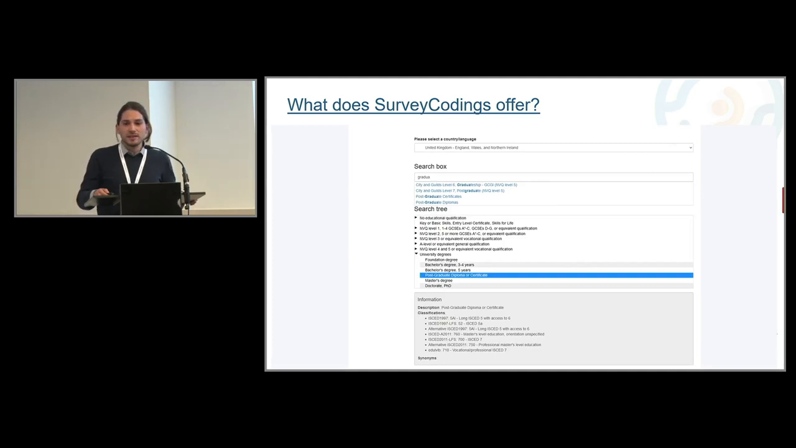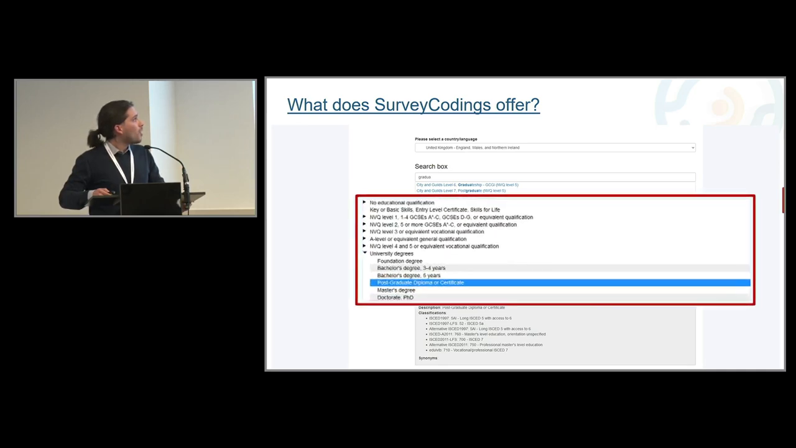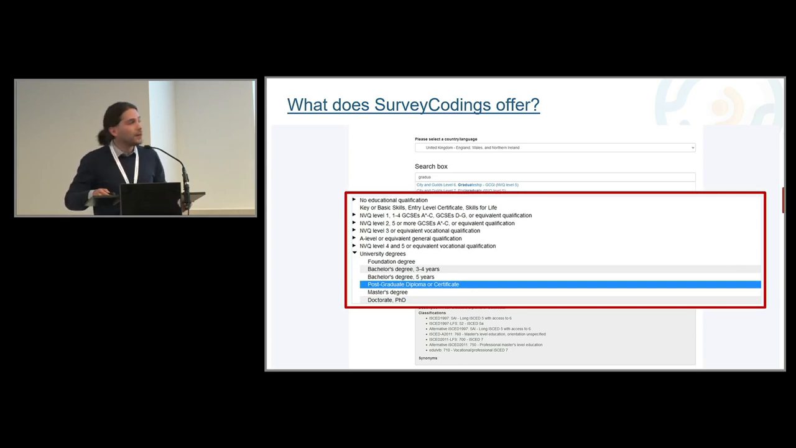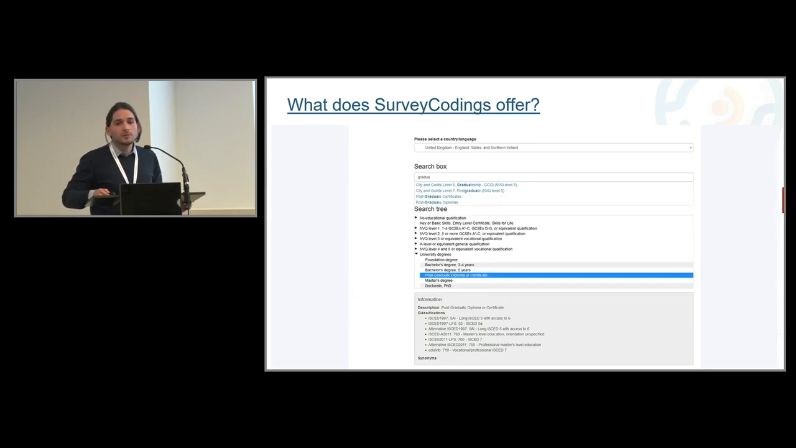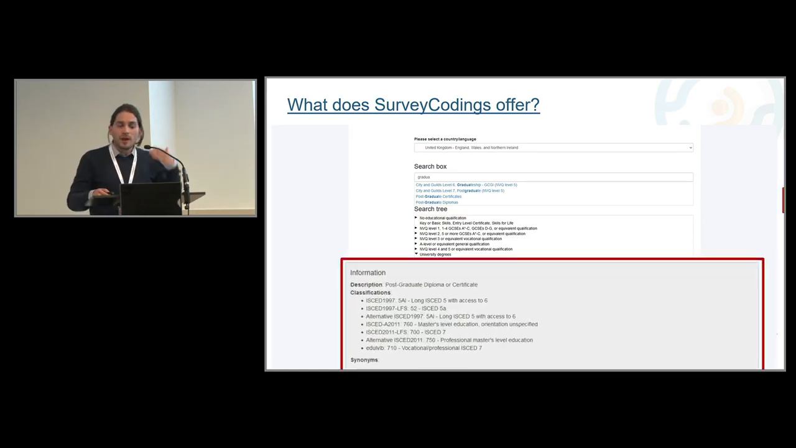Now, how exactly does survey codings look like? Here we have an example of fields of education for someone who lives in the United Kingdom. The user can enter their country or the region in this drop-down menu. They can see the level of education that they're looking for in the search tree, or they also have the option to directly look up their level of education in the search box. Finally, all the information for this variable or this particular classification can be found in the description, with more information, such as a description and different classifications that we have for these different codings.